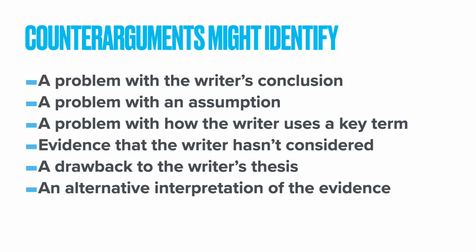And then finally, and I think this is probably the most common way, or maybe the easiest way, that an AP English language writer can get the sophistication point and can do a counter argument successfully: you can have an alternative interpretation of the evidence. So you've presented the evidence and you've interpreted the evidence and you've analyzed and commented on the evidence. What would somebody else do with that evidence? How would it differ from what you would do? And why is your interpretation of the evidence superior to somebody else's interpretation of the evidence?